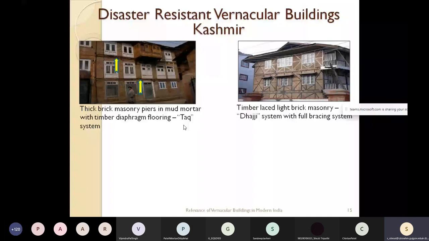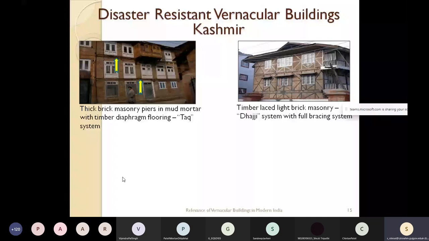Interestingly, you also find combinations where you have a six-story building of this traditional type, where the lower stories will be made with taak, which are heavy. And then as you go up, you have dhajji diwari, and then at the top, you may have a timber floor, all right, a timber story.